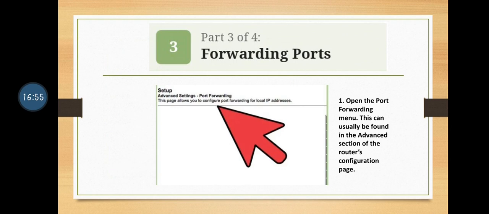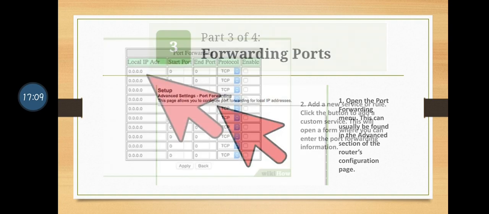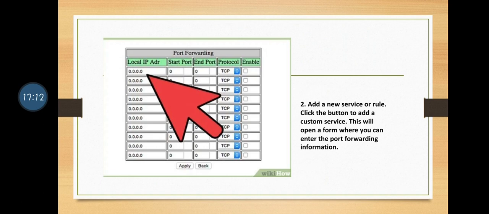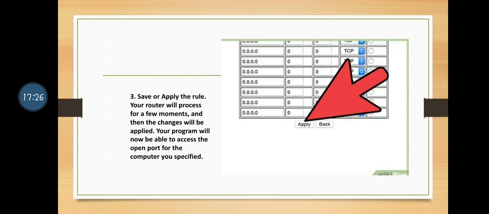Part 3. Forwarding ports. First, open the port forwarding menu. This can usually be found in the advanced section of the router's configuration page. Second, add a new service or rule. Click the button to add a custom service. This will open a form where you can enter the port forwarding information. Third, save or apply the rule. Your router will process for a few moments, and then the changes will be applied. Your program will now be able to access the open port for the computer you specified.